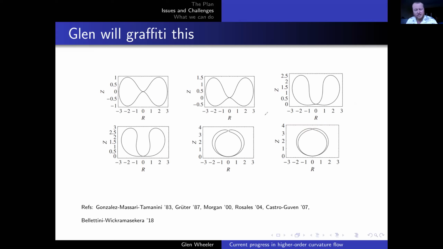Okay, and now I mentioned these other papers down here. There's Gonzalez, Massari, Tamanini, and Gruber, and Morgan, and Ros, and Vikram Sequeiros, and Bellettini, because these are on CMC hypersurfaces, and I just mention them because a similar discussion can be held for surface diffusion. So this is a Willmore surface, but CMC hypersurfaces have a similar kind of property. The issue with that discussion is that it's much more limited because we don't have an analog of the Kuwert-Schätzle type theorem, which is a big challenge.